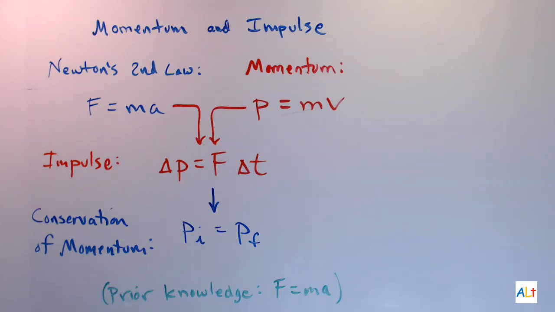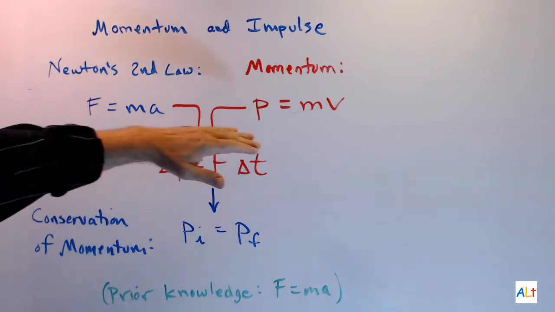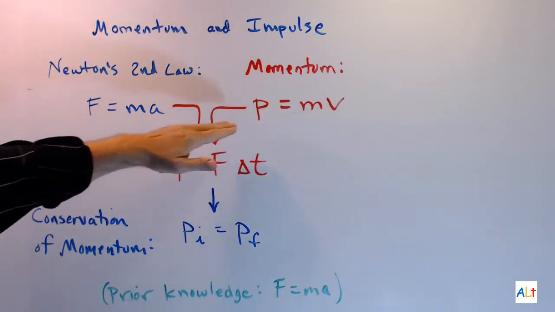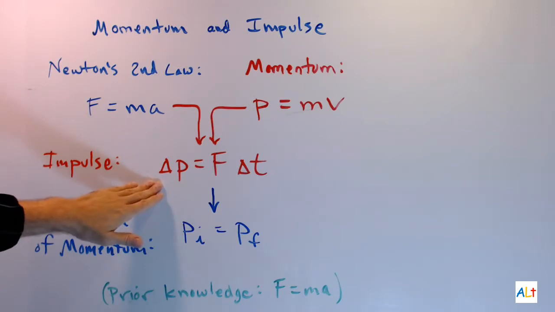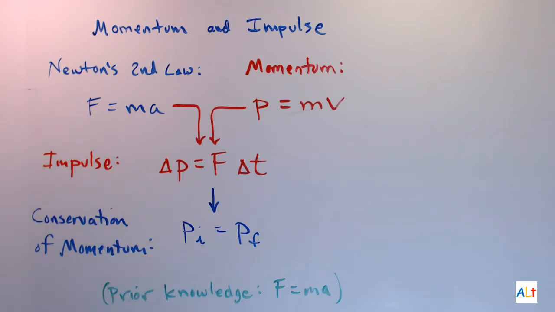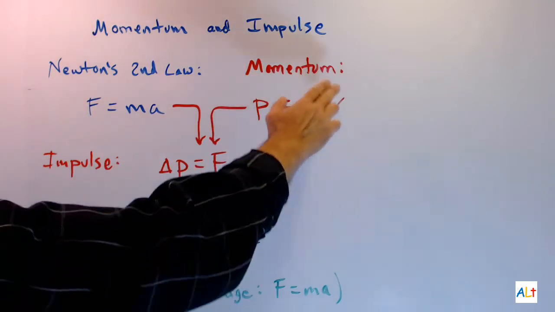Here we have a bare outline of the logic underlying momentum and impulse. We start with Newton's second law. We define momentum thusly. We combine these two to get this formula for impulse, and then we use that to derive the law of conservation of momentum. In this video, I'm going to cover everything you see highlighted in red.